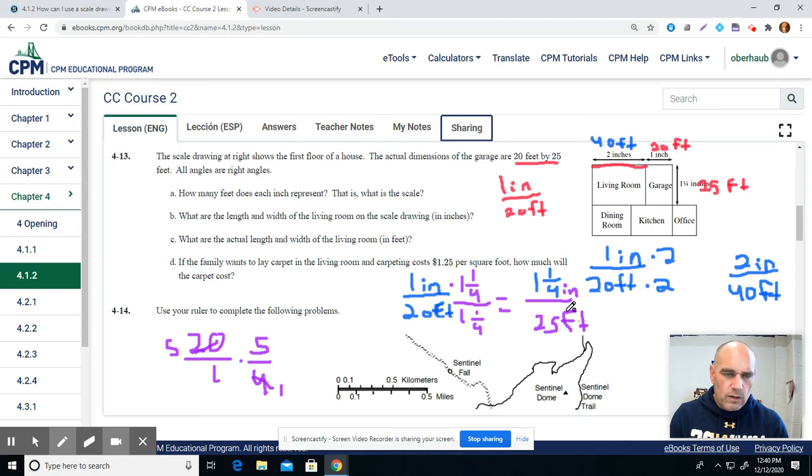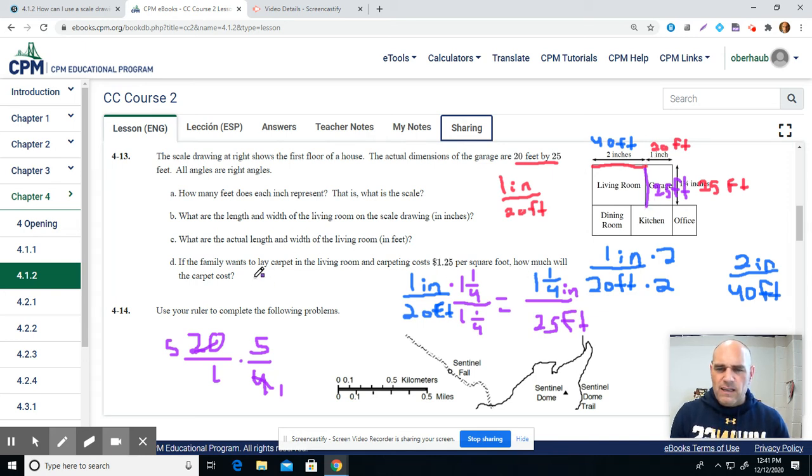So in real life, this room is 40 feet by 25 feet. Going this way is 25 feet. Sorry, I know this is getting a little jumbled up here. All right, so 40 feet by 25 feet. So the answer is C then. We've got 40 feet in real life and 25 feet in real life.